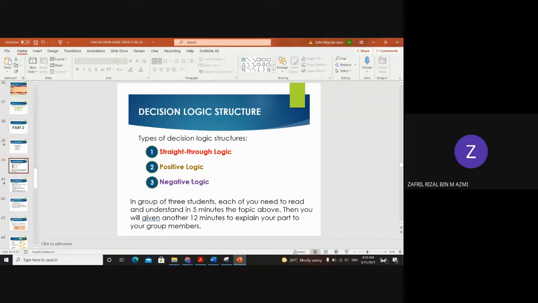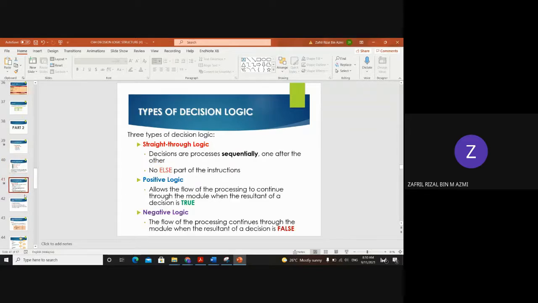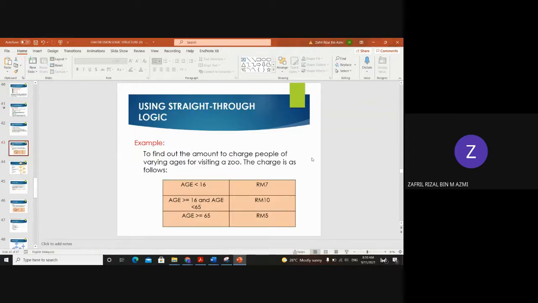Okay, straight-through logic. Let's go straight away to the example. Let's say we have this very simple problem. You need to provide a system to calculate the fees for entering a zoo. The fees are based on age, and the conditions are given to you: first condition, second condition, and third condition. Then you are required to construct a program for this.